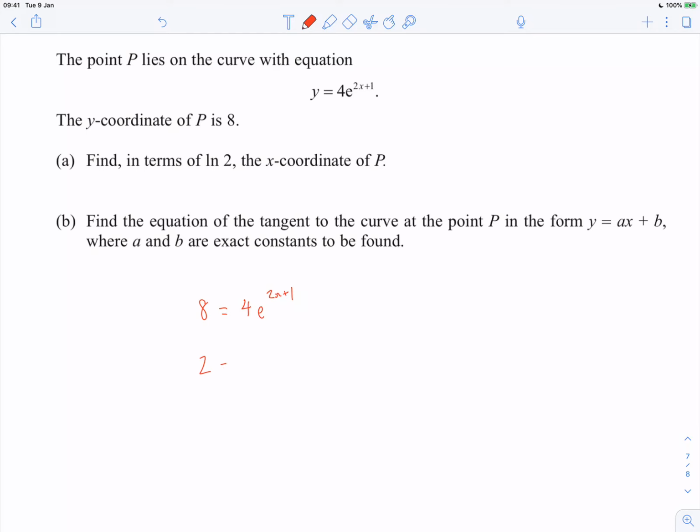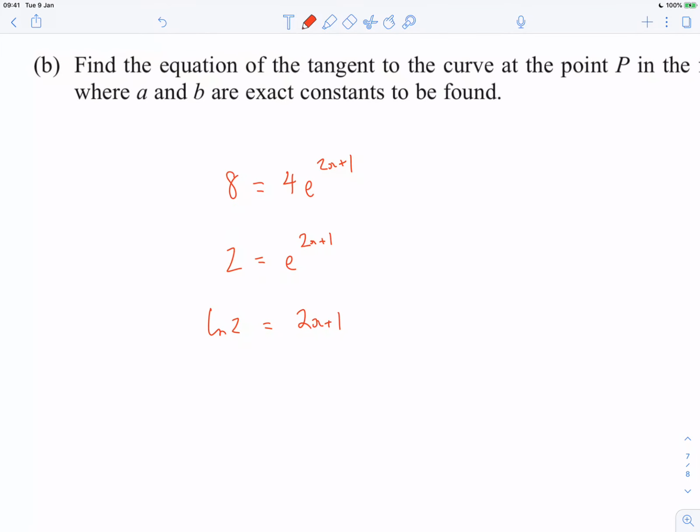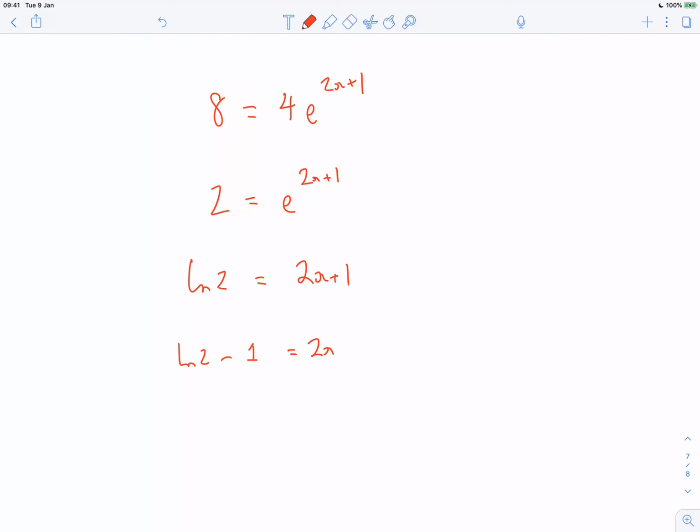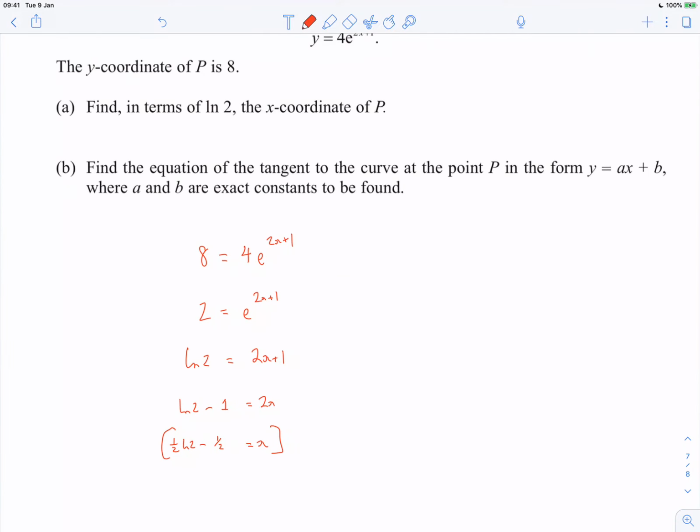If I divide by 4, I've got 2 equals e to the 2x plus 1. If I take the natural log of both sides, I've got ln 2 equals ln of e to the 2x plus 1, so that cancels, and I'm left with 2x plus 1. If I minus 1 from both sides, I've got ln 2 minus 1 equals 2x. And if I divide by 2, then I've got x equals a half of ln 2 minus a half. Now the answer wanted it in terms of ln 2, so I'm just going to leave it like that. I'm not going to try and do other weird things, but essentially that's the x value.